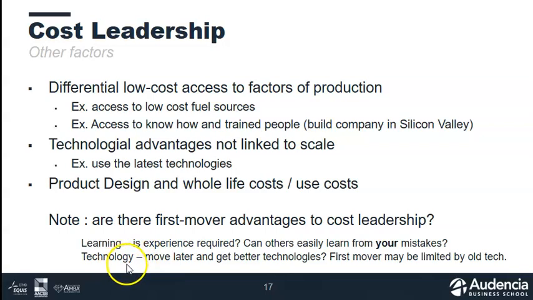Another reason is technologies. Technologies here may be linked to some competitive advantage, but that may be only short term if your followers, if you're a first mover, maybe your followers can get even better technology. And the fact that you moved first, well, you've sunk your money into a technology that's become outdated and you can't change it quickly. So we have to be really careful about cost leadership strategies. Sometimes being a first mover may not be advantageous.